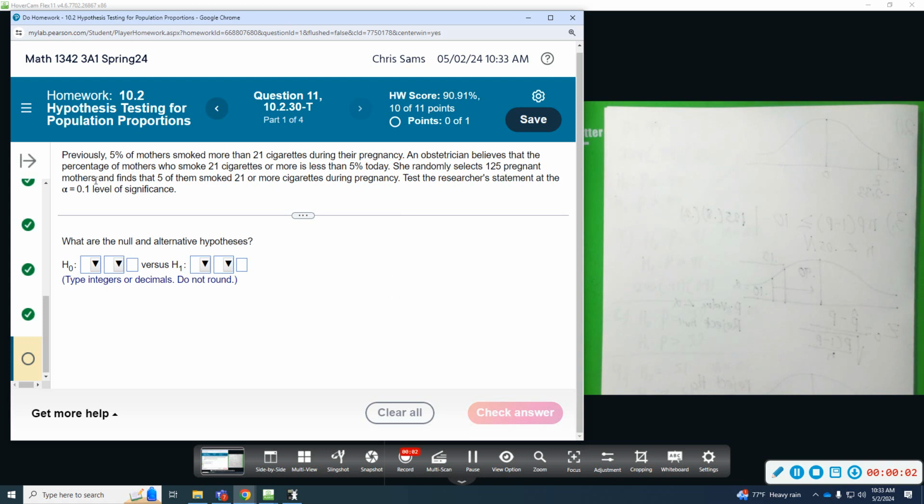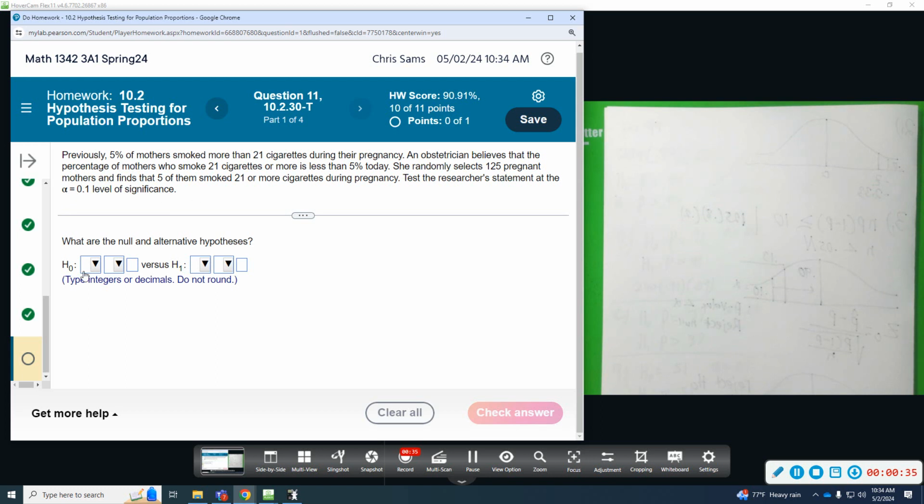Number 11, previously 5% of mothers smoked more than 21 cigarettes during their pregnancy. An obstetrician believes that the percentage of mothers who smoke 21 cigarettes or more is less than 5%, randomly selects 125 pregnant mothers and finds that 5 of them smoked 21 or more during pregnancy. We're going to test the researcher's statement at the alpha equals 10% level of significance.